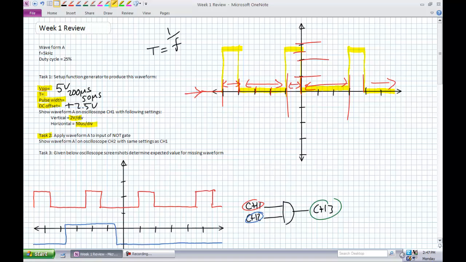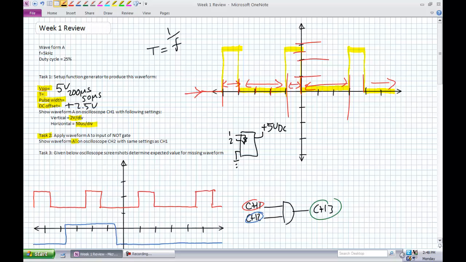Okay, task 2. Apply that same waveform to the input of a NOT gate. Show waveform NOT A on oscilloscope channel 2 with the same settings as channel 1. What are you going to get? Well, chances are you're going to get nothing, because check it out. You forgot to provide power to the 7404 VCC pin. 5 volts DC and ground. Just kidding. You probably did, because I've been harping on you so much.